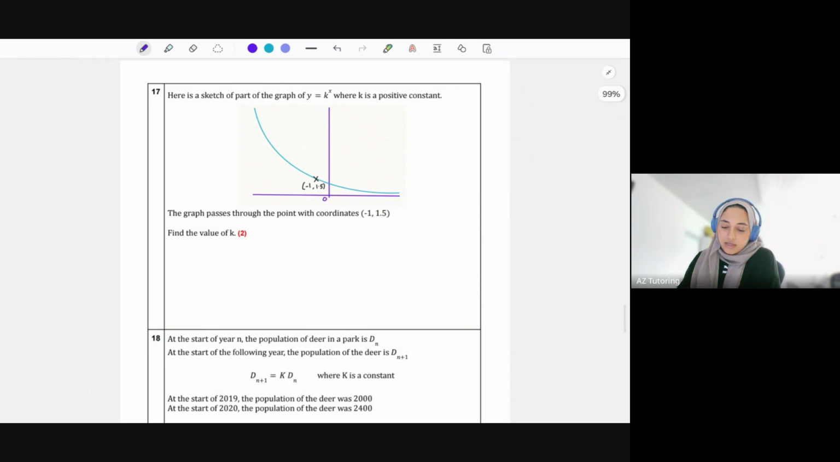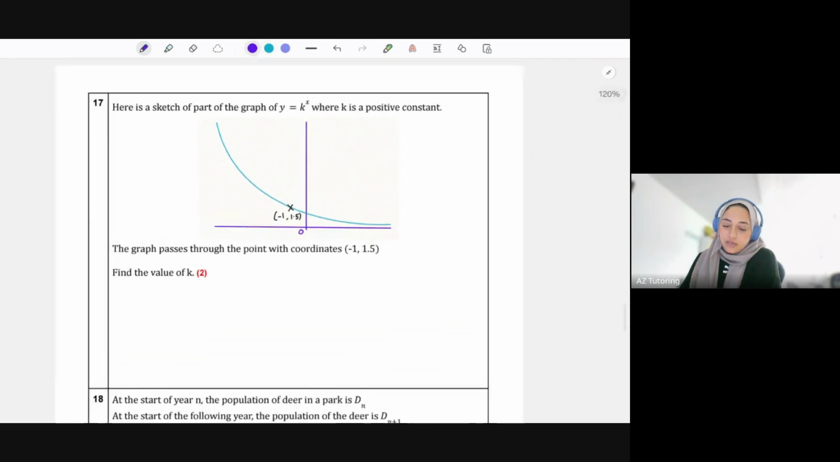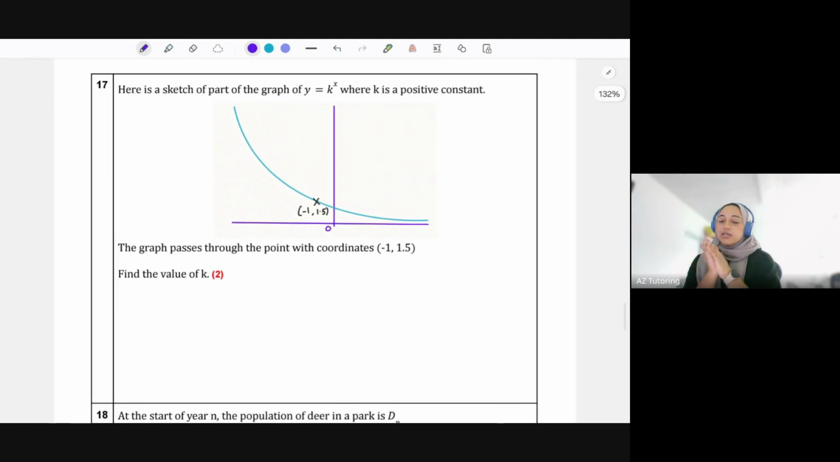So it says here is a sketch of part of a graph of y equals k to the x, where k is a positive constant. Okay, and it's given us 1 point on the graph here. So the graph passes through the point with coordinates -1, 1.5. So they've just given us 1 coordinate there. Find the value of k.